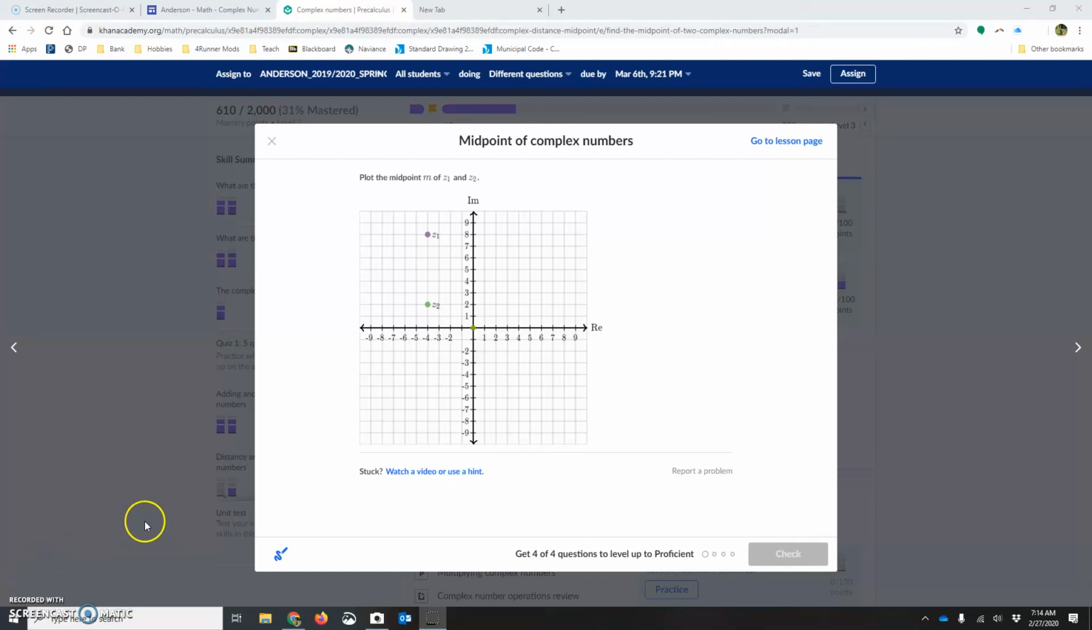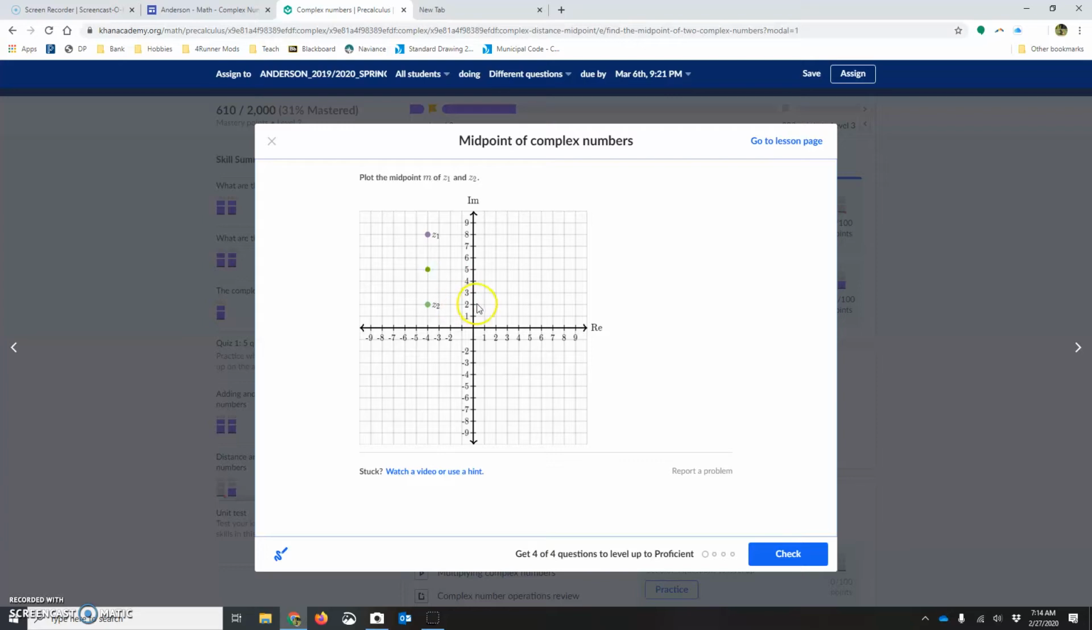Midpoint of complex numbers. So similar to the last assignment, we're basically in some ways drawing a triangle, but we had to plot our middle point. Now this one's pretty easy because it's a straight line. Typically when we have an angle, we'll have to figure out the distance both on the x-axis and then the horizontal axis and find the halfway point.